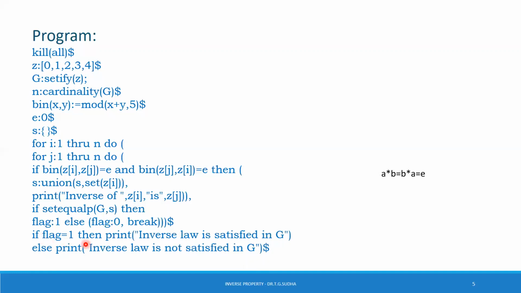If flag is equal to 1, then we print inverse law is satisfied in G. Else, if flag is not equal to 1, then we print inverse law is not satisfied in G. And this print command, that is inverse of z of i is z of j, gives us the inverse of all the elements which exist. So this is the Maxima program to find the inverses of the given elements in the given set under the given binary operation.